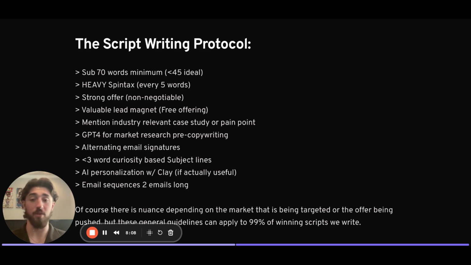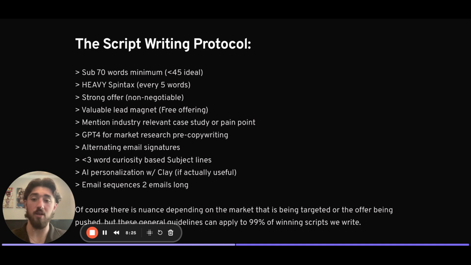So yeah, definitely use GPT-4 for market research. A lot of people are not doing that, and it's absolutely crucial, especially when you're targeting these more difficult industries, or you're just trying to come up with new angles. It makes it really easy. It helps get over the initial writer's block.